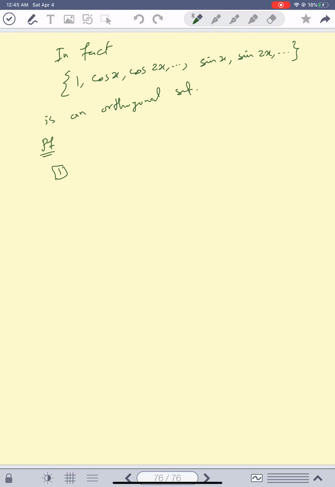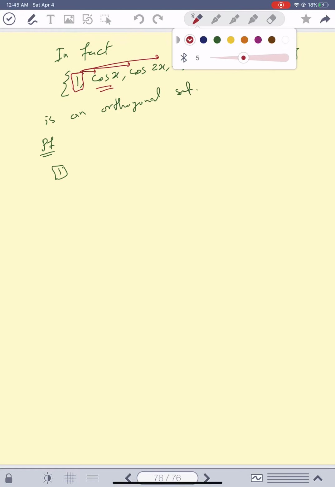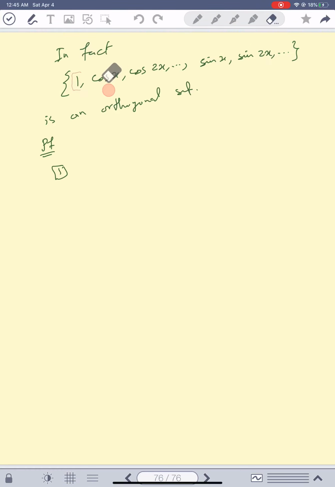So what we need to do is take the function 1 and compute its inner product with all other functions. You take this one, you perform the inner product with the infinitely many functions, then you take the cosines with all other functions, the sines with all other functions, and so on. This is what I'm going to do quickly here. So if you take the function 1 and compute its inner product with cosine nx, n could be 1, could be 2, could be anything.